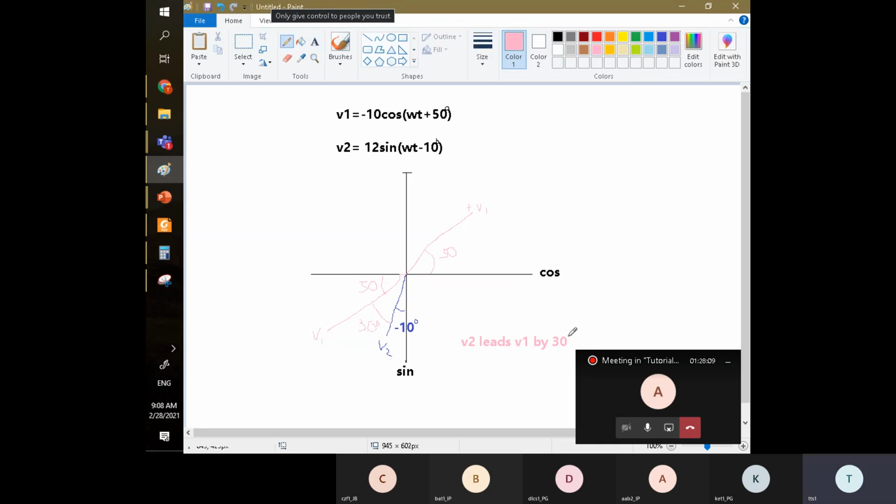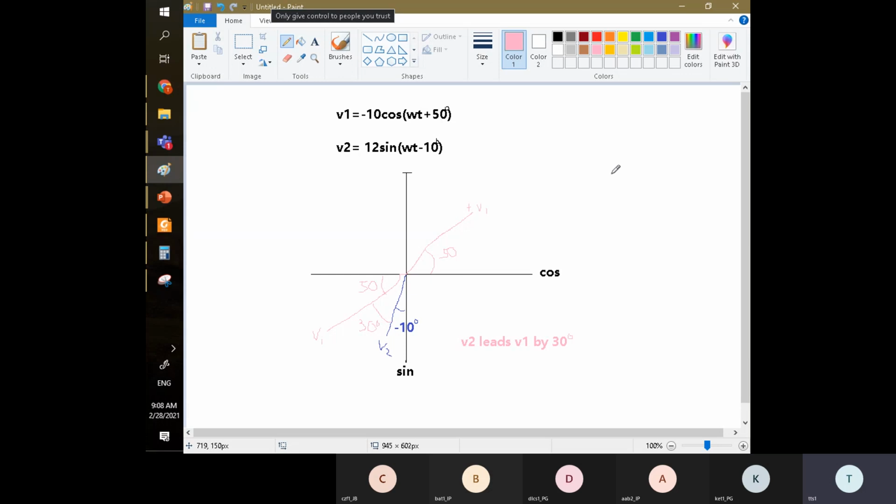So I hope you can learn this method. If you find this method is easy to determine which one leads which one, right? This is very important. Okay. And I hope you come here to learn, not to memorize something. To learn some methods. Okay, so this is the answer. V2 leads V1 by 30 degree.